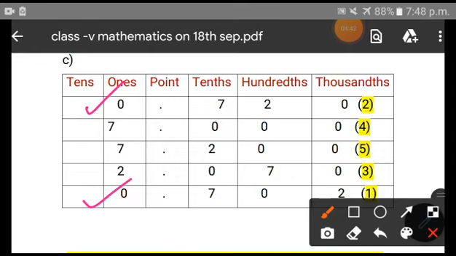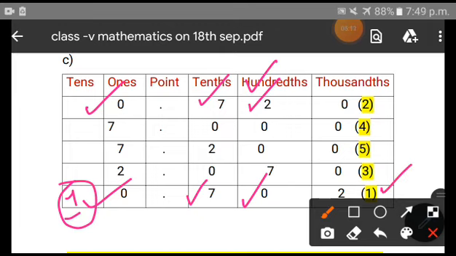Now look at the decimal part. In the tens place this one has 7, here also it has 7. So again both same, we cannot compare. Now go to the hundreds place. This has 2, this has 0. So which one will now come first? I hope you can understand. Yes, this one will come in the number 1 position. That means this one we are going to write first. So that is why it has been marked as number 1.